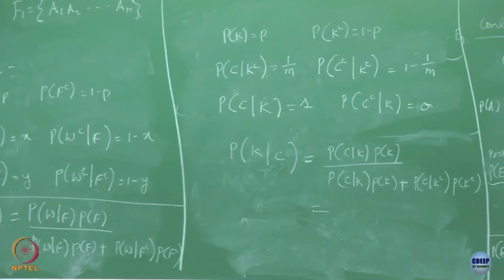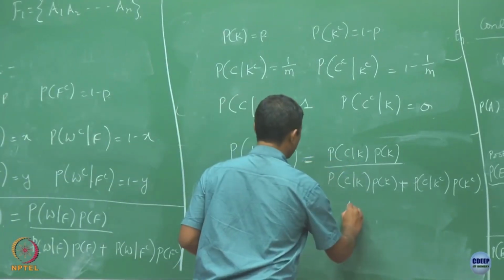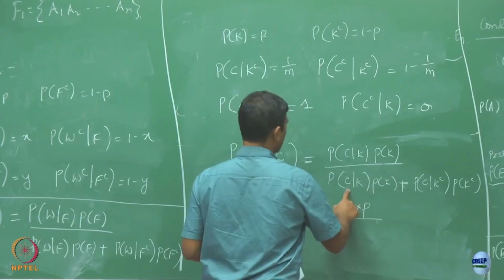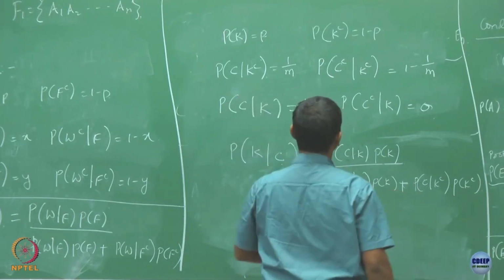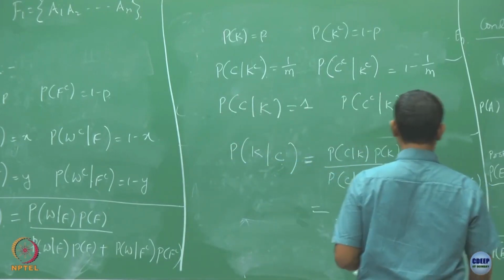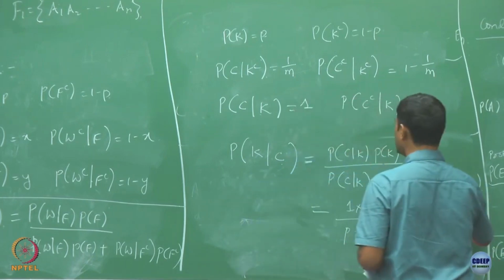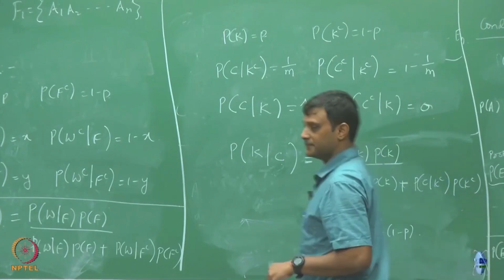So let us substitute these values. If you know it correct, it is correct, and what is P of k? It is P, and what is this? This is P plus what is C? K complement, 1 by m, and what is this? It is 1 minus P.